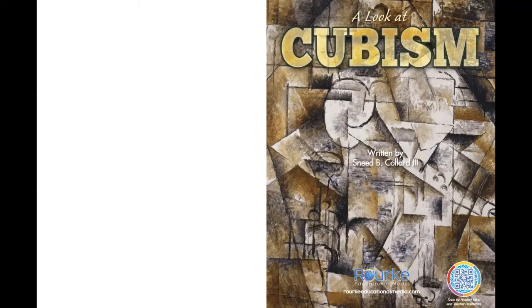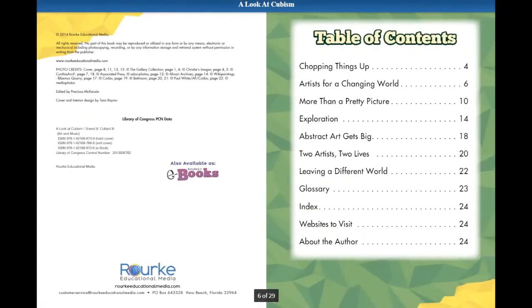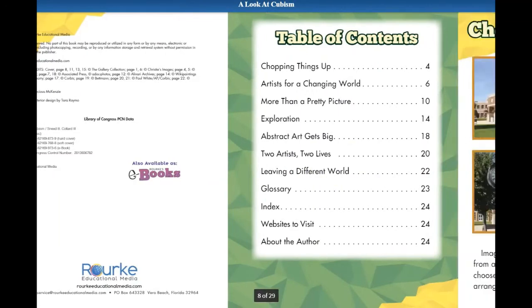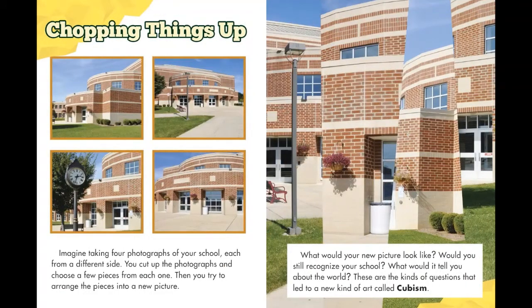All right. So this book is called A Look at Cubism, and it is written by Sneed B. Collard III. Chopping things up. Imagine taking 4 photographs of your school, each from a different side. You cut up the photographs and choose a few pieces from each one. Then you try to arrange the pieces into a new picture. What would your new picture look like? Would you still recognize your school? What would it tell you about the world?